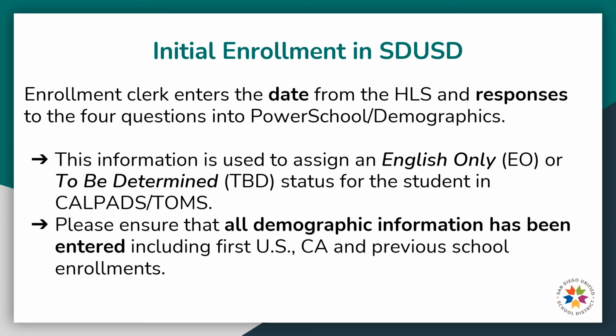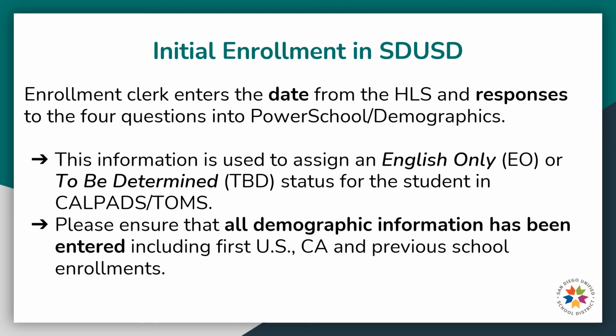The enrollment clerk enters the date from the home language survey and the responses to the 4 questions into PowerSchool demographics. This information is used to assign an English only or a to be determined TBD status for the student in CalPADS and TOMS. A student receives an English only status in CalPADS if the answers to questions 1, 2, and 4 are only English.